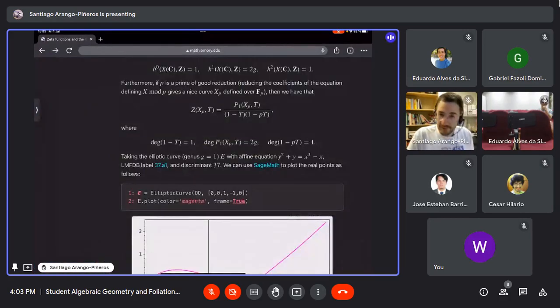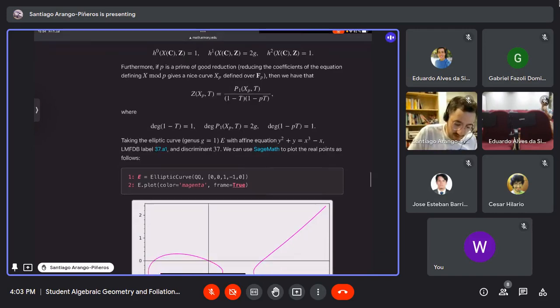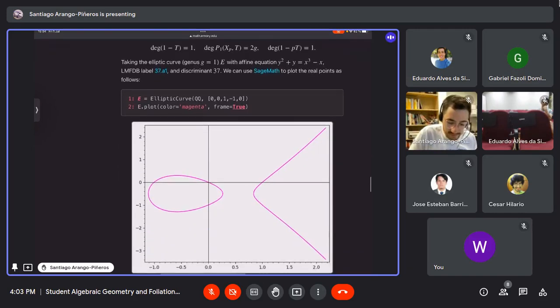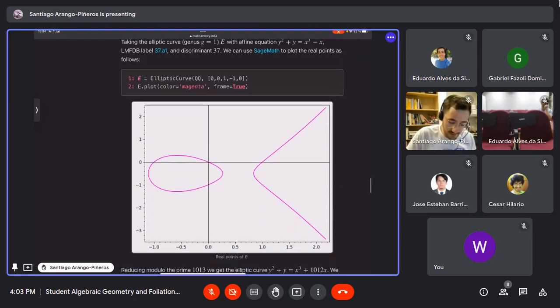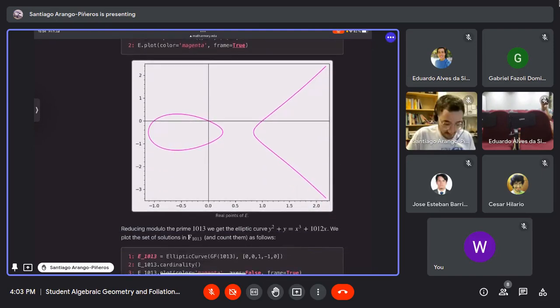In particular, the discriminant of this elliptic curve is 37. So if we pick some prime not dividing 37, we can reduce this equation mod that prime, and we get another elliptic curve now defined over a finite field. So yeah, here's a graph of the real points of our elliptic curve. Now, I chose the prime 1013.